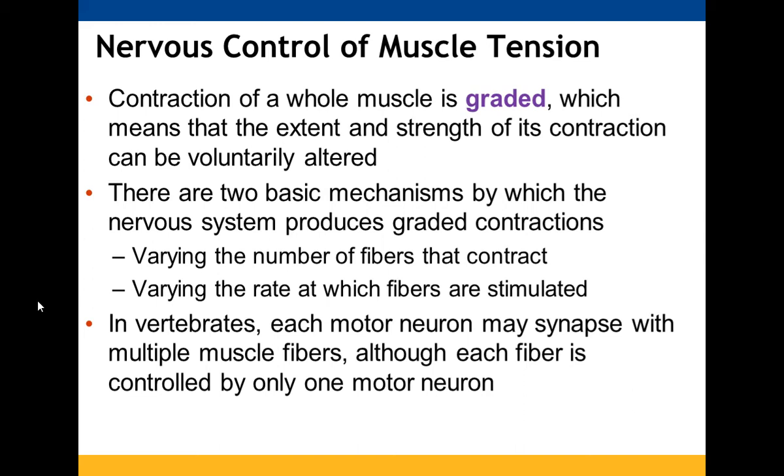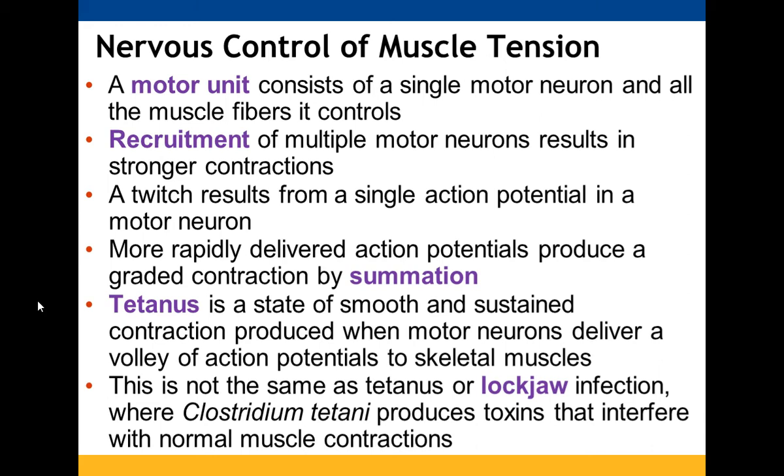Contraction of a whole muscle is graded. So the extent of your contraction, the strength, can be altered voluntarily by impacting the number of fibers that are contracted and the rate at which those fibers are stimulated. In vertebrates, each motor neuron is able to synapse with multiple muscle fibers, but each fiber is only controlled by one of those neurons. A motor unit will consist of that single motor neuron and all the fibers it's able to control. If multiple motor neurons are recruited together, then you will have a stronger contraction.